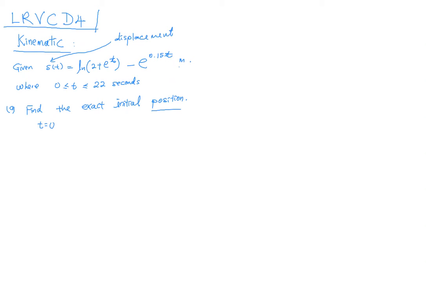Now, I find S(0). So ln(2 + e^0) - e^0. So this is ln(3) - 1, since e to the power 0 is 1. So this is the exact value.